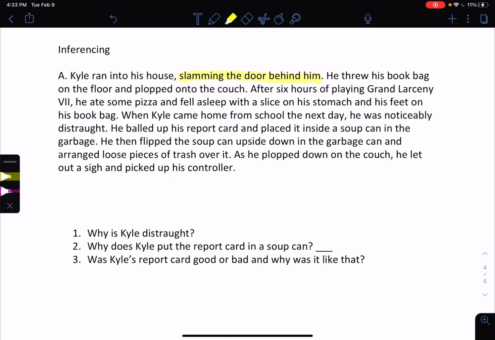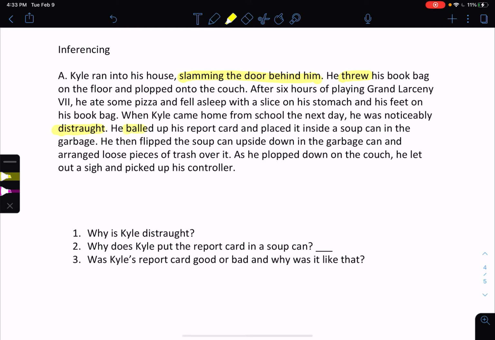He threw his book bag on the floor and plopped on the couch. After 6 hours of playing Grand Larceny VII, he ate some pizza and fell asleep with a slice on his stomach and his feet on his book bag. When Kyle came home from school the next day, he was noticeably distraught. That's a context clue, right? What does it mean when he's noticeably distraught? Here are the clues that are going to support what distraught might mean.